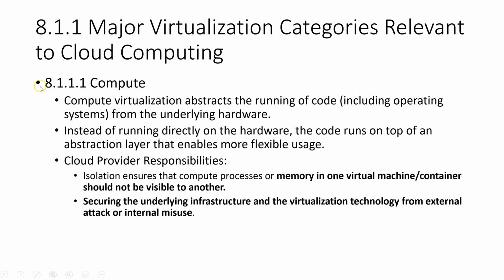So for our first category, which is compute, you abstract the running of the code, the operating system, and all of that from the underlying hardware. Instead of running directly on the hardware as a traditional operating system does, the code runs on an abstraction layer that gives you more flexibility. Cloud providers then are responsible for managing those processes.